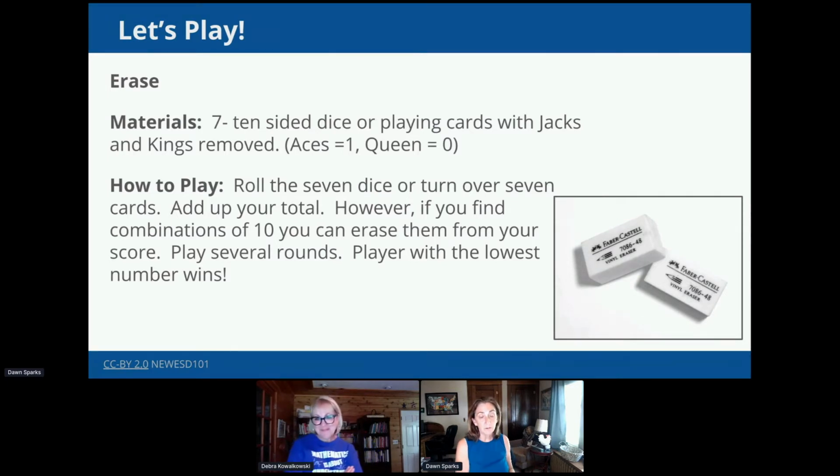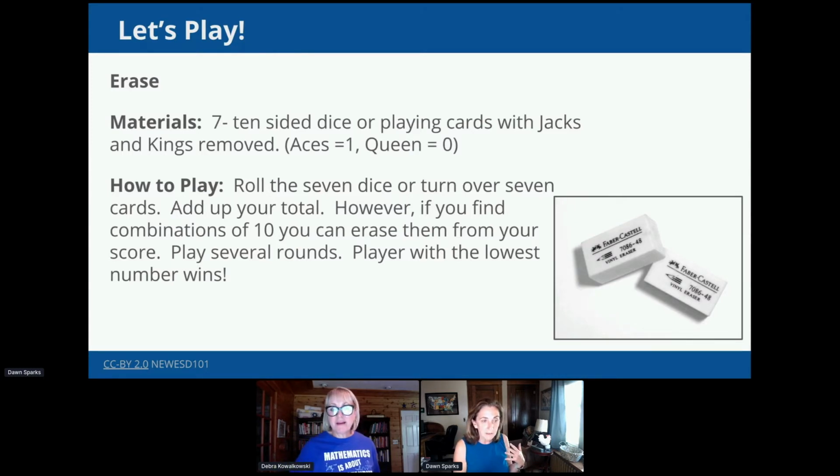So what we're going to do is flip over 7 cards and add up our total. But if I can make combinations of 10 in there, then I get to erase that from my total. And so my total is going to be the total number minus all my groups of 10s. We're going to play several rounds. And what you need to think about is that the winner this time is the one with the lowest score. So Deborah and I are going to play just a contrived round.